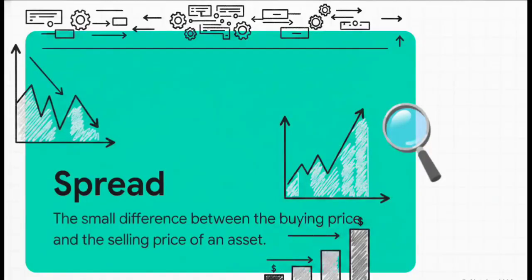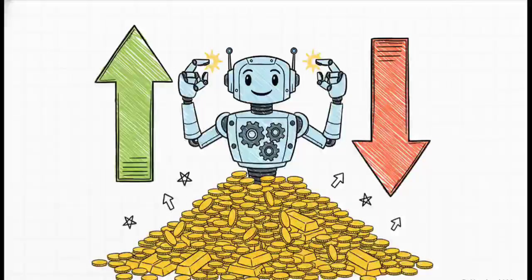Now, to understand our final strategy, we first need to know what a spread is. Simply put, the spread is that tiny, tiny gap between what people are willing to pay for an asset and what others are willing to sell it for. By constantly capturing this tiny spread, market-making algorithms actually provide vital liquidity to the broader market.